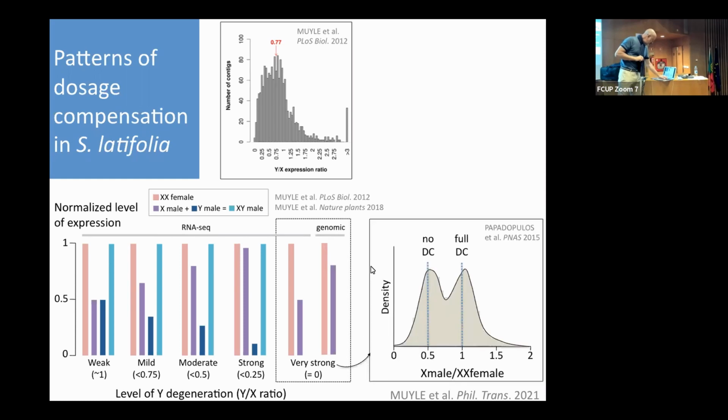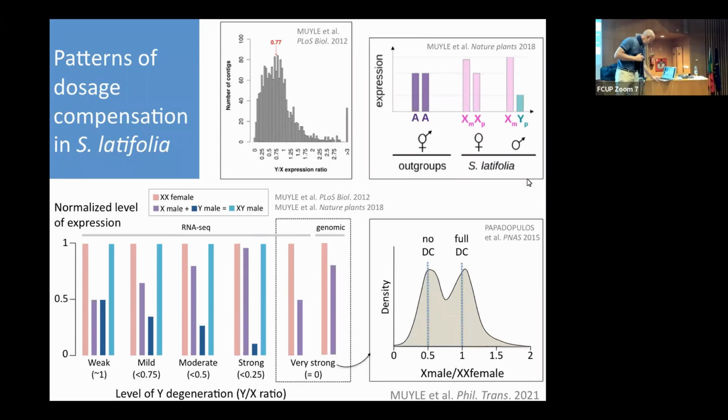Later, another group actually studied these X hemizygous genes using a draft genome, a partial genome of Silene latifolia, and they had an unbiased set of X hemizygous genes. And when they looked at their expression, they found that actually those genes have two populations. There is one population of genes without dosage compensation, and there is another population with full dosage compensation, looking at the expression of X in male compared to expression of X in female.